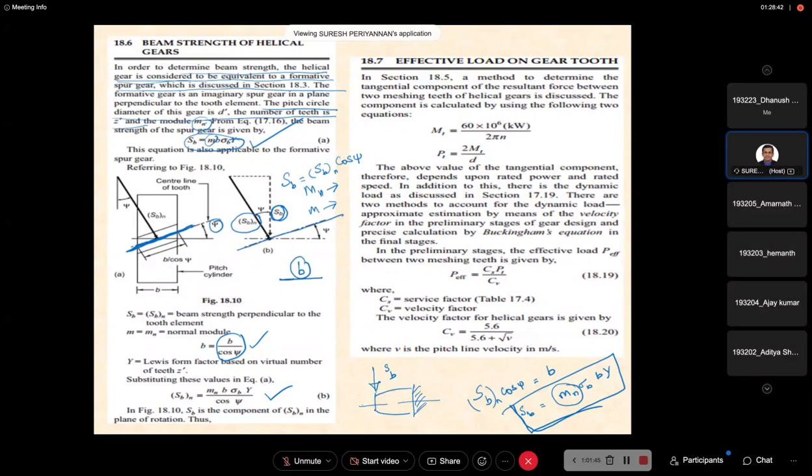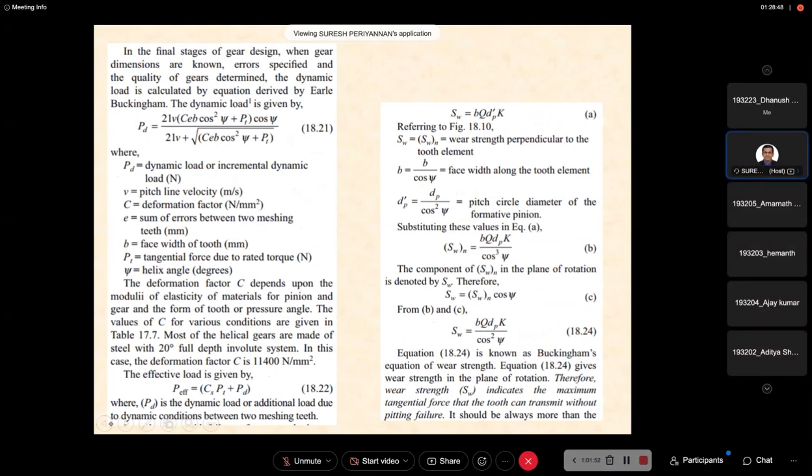Then the remaining things, the effective load, whatever we discussed, the same concepts are followed here also. The only thing is that this is our effective load, considering the dynamic load, with cos squared psi. These are the new terms because of the helix angle. If psi is 0, then this satisfies the spur gear. This is the effective load considering the dynamic load.